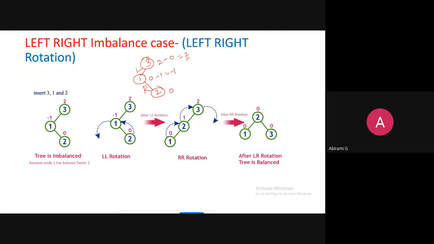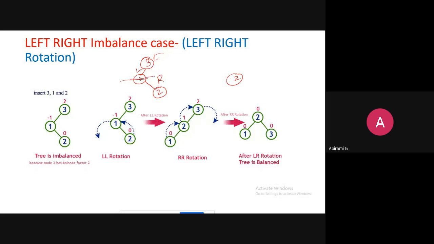But we have to do the lower level first, then the upper level. First do a rotation at this level, then the rotation at the upper level. If you do the right rotation at this level, two will go here, and we have two here. So two means left right. It is a left right rotation, also left right.